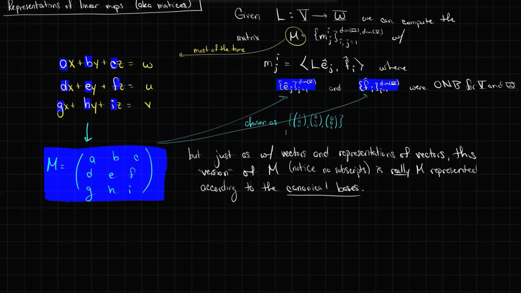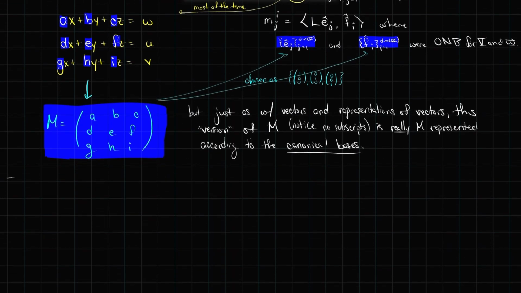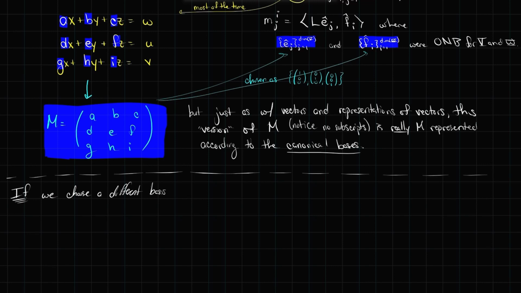But this seems like maybe we wouldn't want to change a basis. Canonical seems like the right choice, but let's think about it. If we choose a different basis, then M looks different. It has to. There's no way that all of these numbers stay the same if I all of a sudden make a different choice of E and F here.